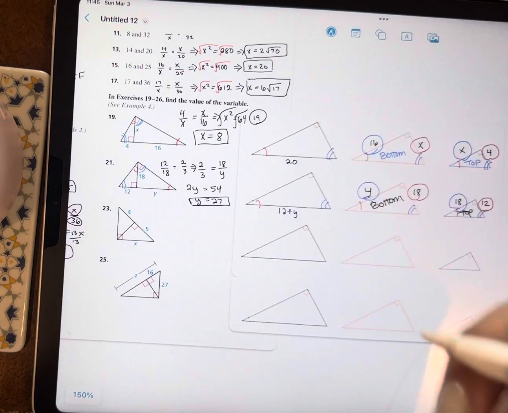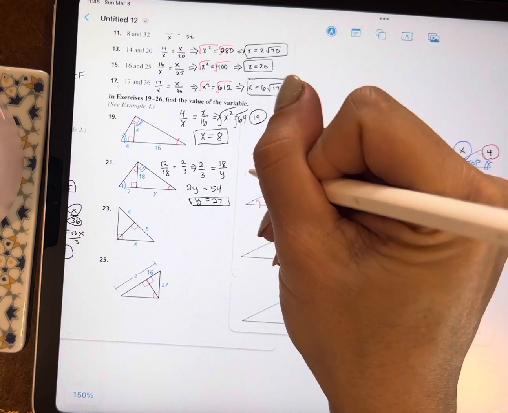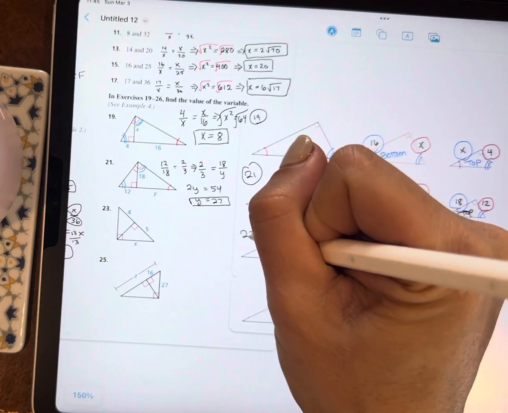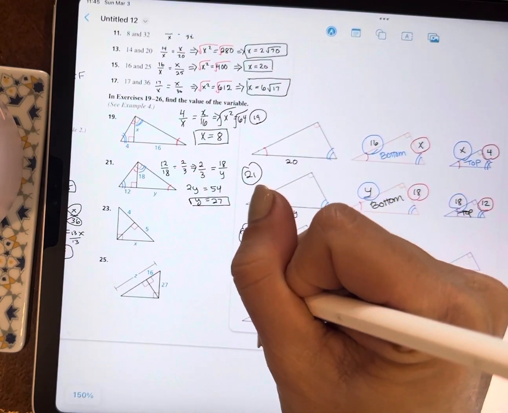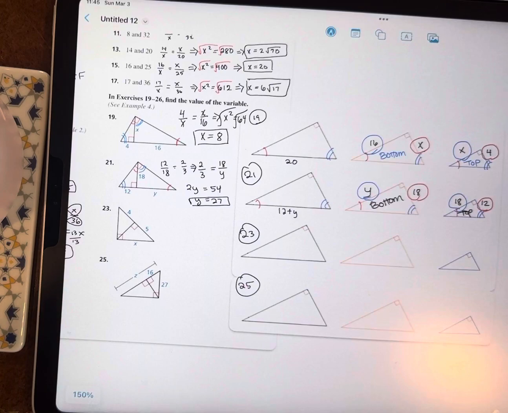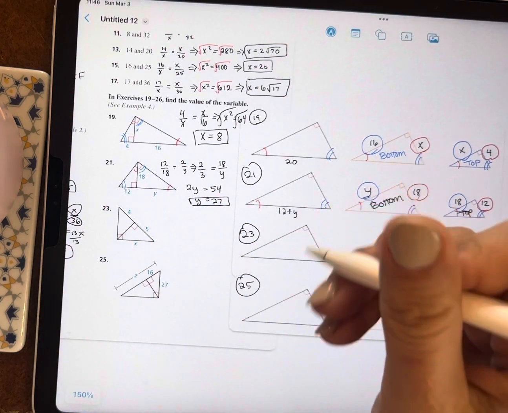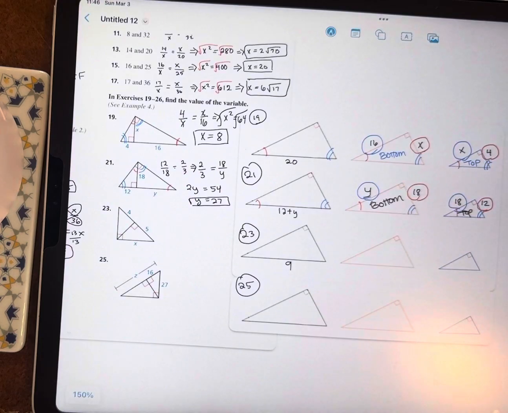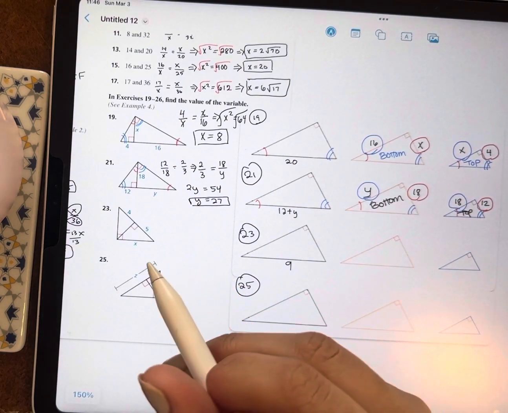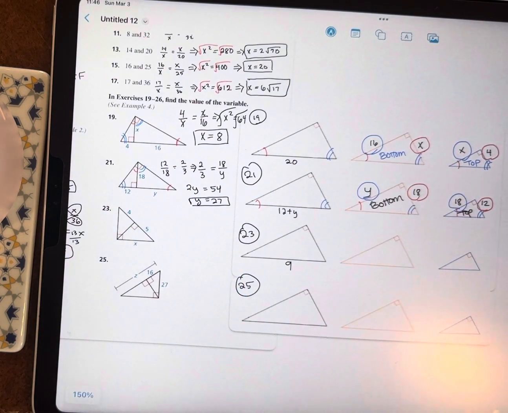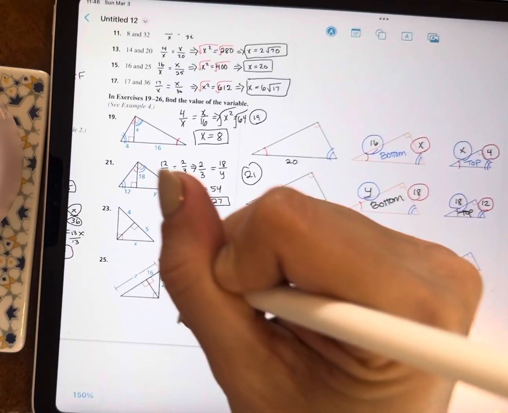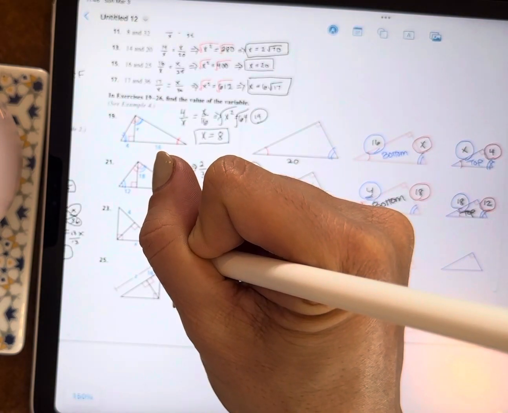Okay, 23. That was 21. Here we go. For 23, the hypotenuse of the large triangle is 9. Ooh, look at this. They've made it look so even that it's hard to tell. Let's be very strategic.